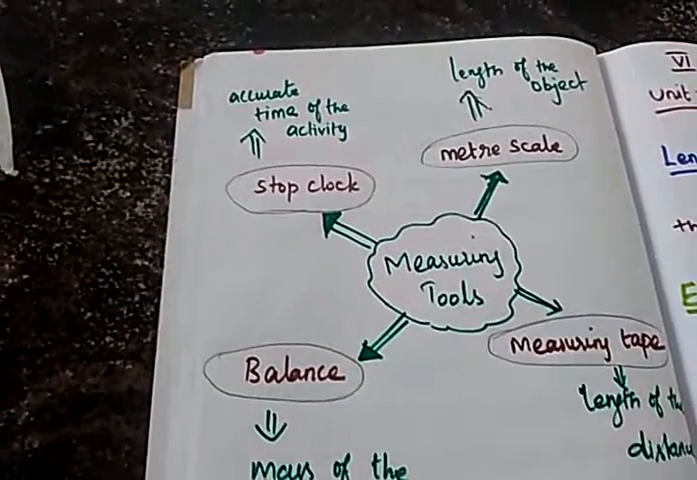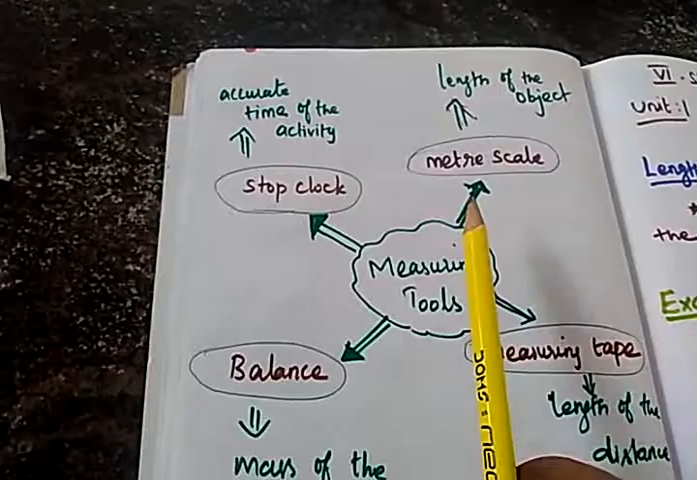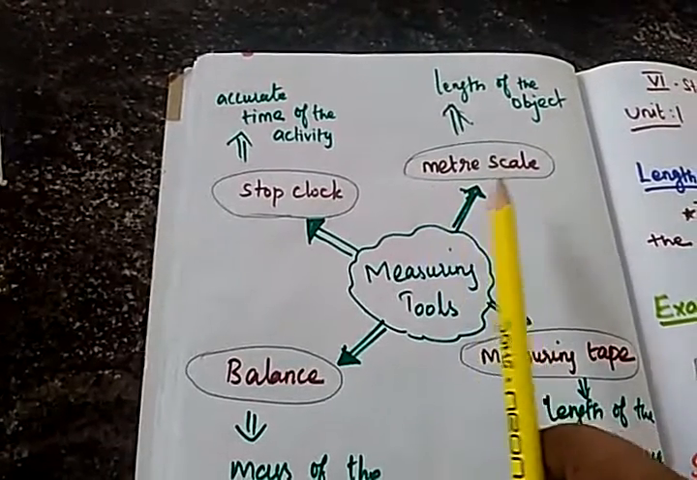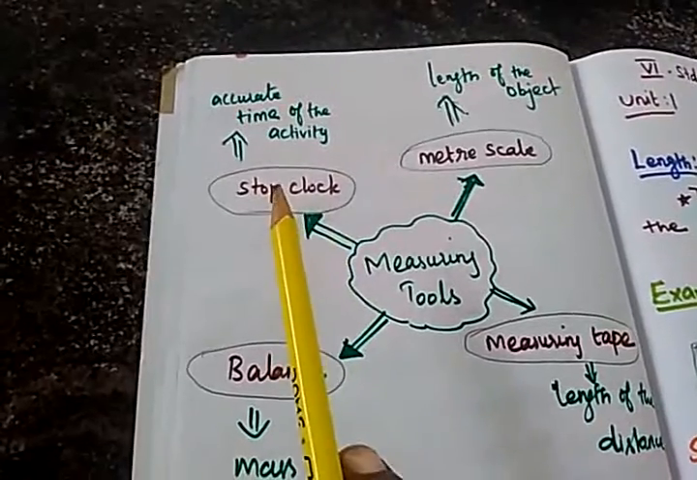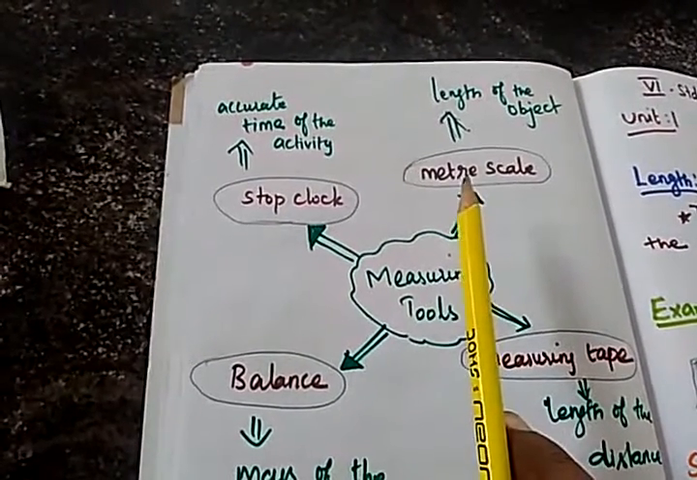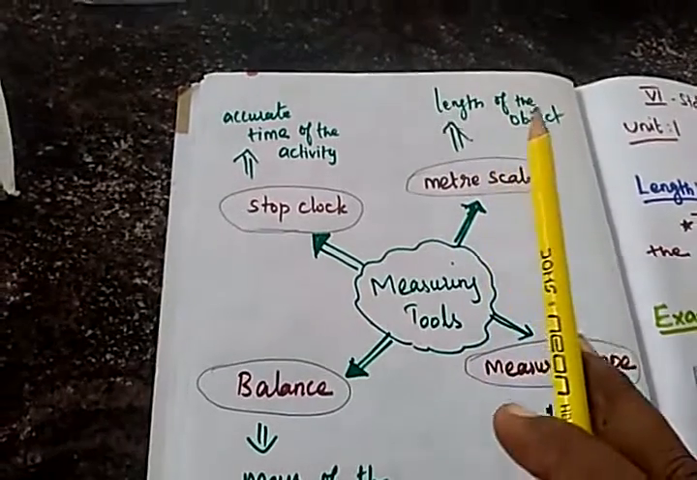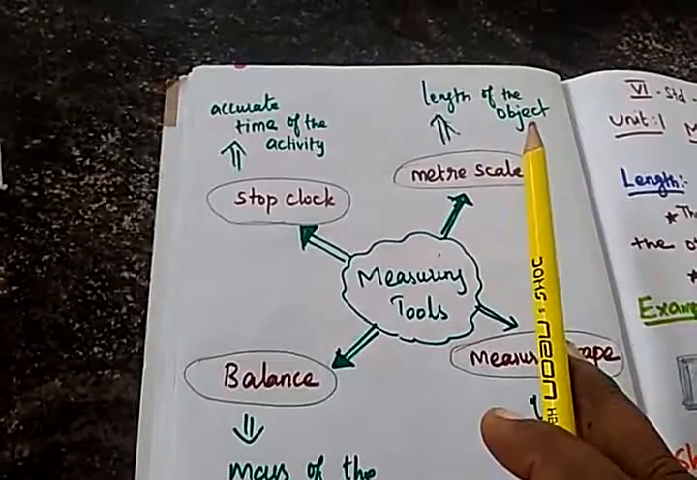Students, here we see some measuring tools. What are the measuring tools? Meter scale, measuring tape, balance, stop clock. Meter scale, or ruler, is used to measure the length of small objects.